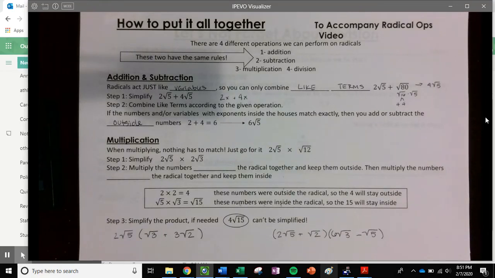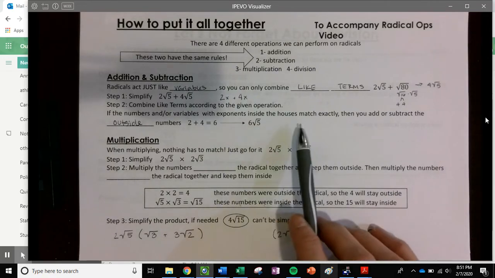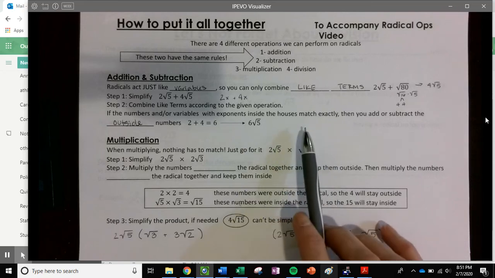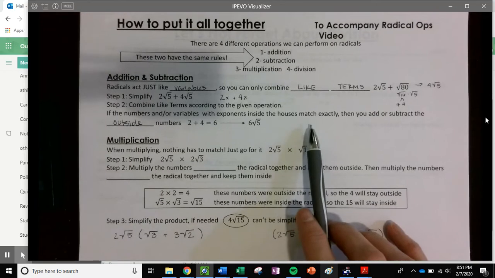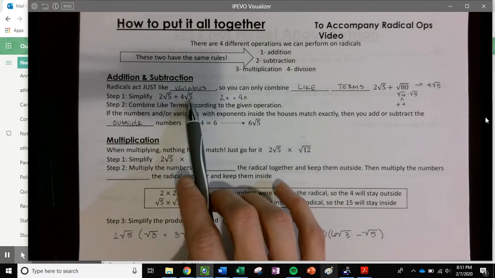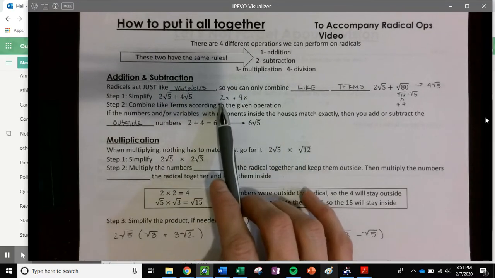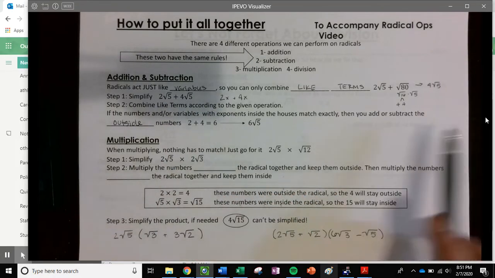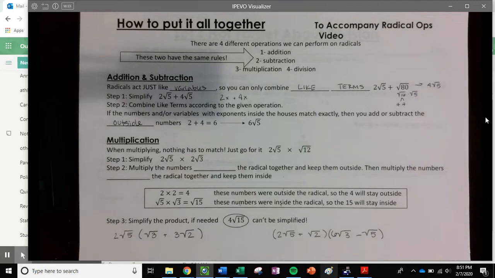Okay? I don't want to beat a dead horse with this. I'm not going to give you a million examples in these notes because I think we're at the point in our journey together where we understand like terms mean identically matching terms. If they're not the same thing inside the house, see if you can simplify to get them to be the same thing inside the house. And if you can, great, add the outside numbers. If you can't, then you leave it as it is, just like we would with any other polynomial.